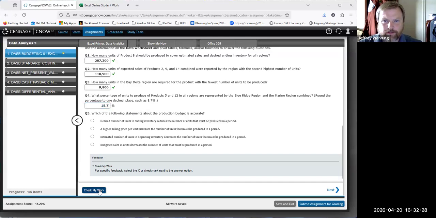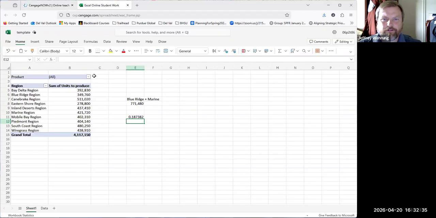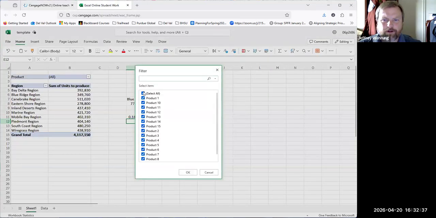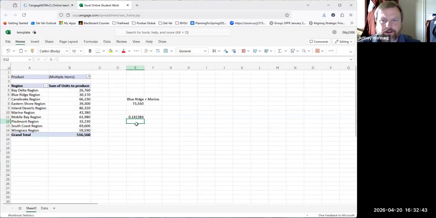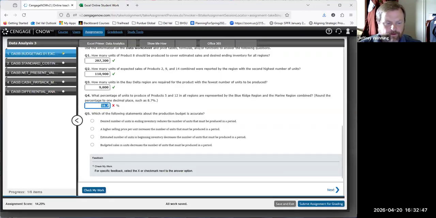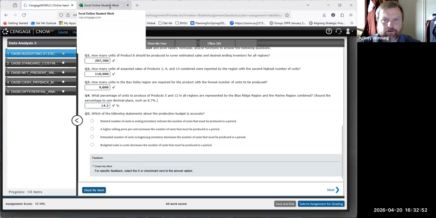Okay, so I'm going to look at this, it's going to be wrong, right? And I'm like, why is this wrong? It's like, oh, it's just saying for products 5 and 12. I forgot to filter for 5 and 12. So I go back up here and I say, okay, I just want it for these two products. Okay, there we go, right? So 14.2. Hopefully that's right. There we go, presto, right?